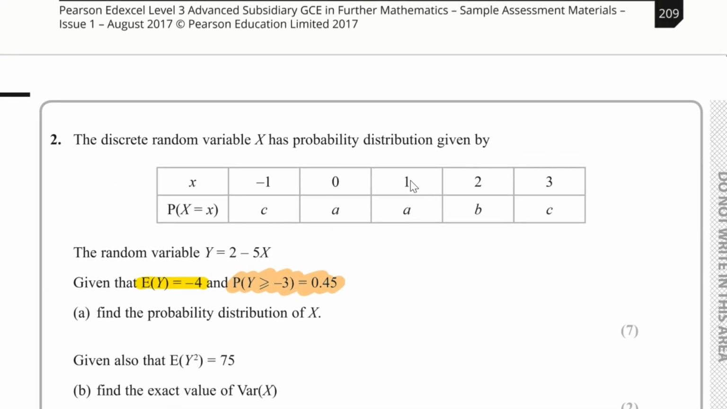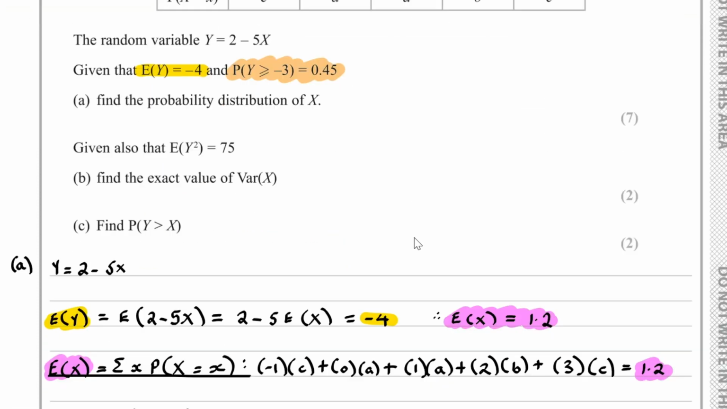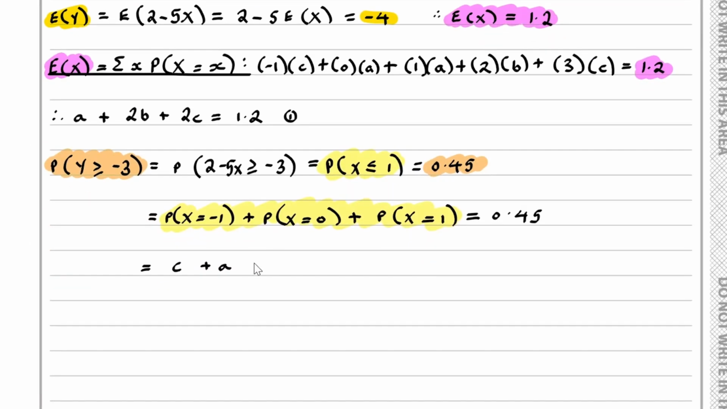And what we also have is the probability that x is equal to 1, that's a as well. And this is equal to 0.45. So what we can see then, our second equation, we have 2a plus 0b plus c, that's equal to 0.45. Okay, hopefully that's straightforward so far.